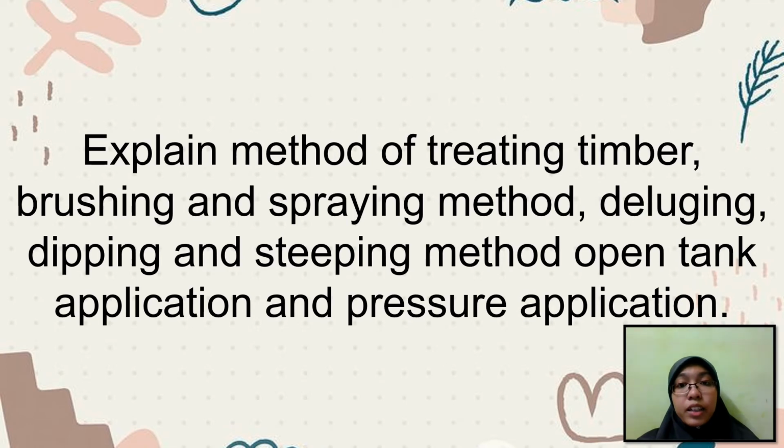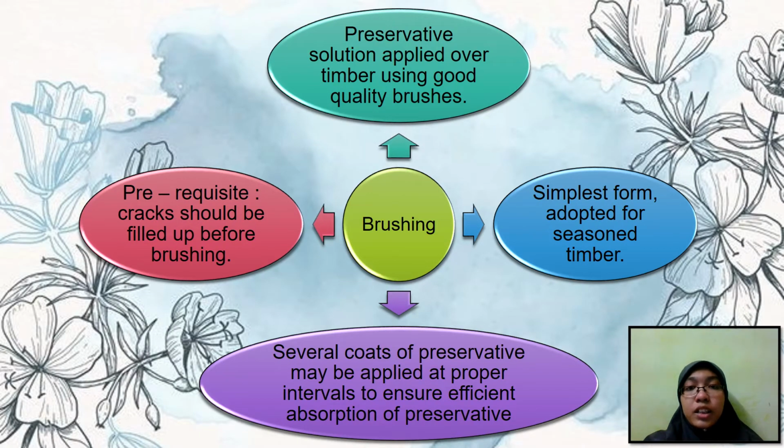Now I will explain the method of treating timber by using brushing and spraying method, deluging, dipping and stepping, open tank application, and pressure application. Brushing. They use preservative solution applied over timber using good quality brushes. Simplest form adopted for seasoned timber. Several coats of preservative may be applied at proper intervals to ensure efficient absorption of preservative. Prerequisite: cracks should be filled up before brushing.